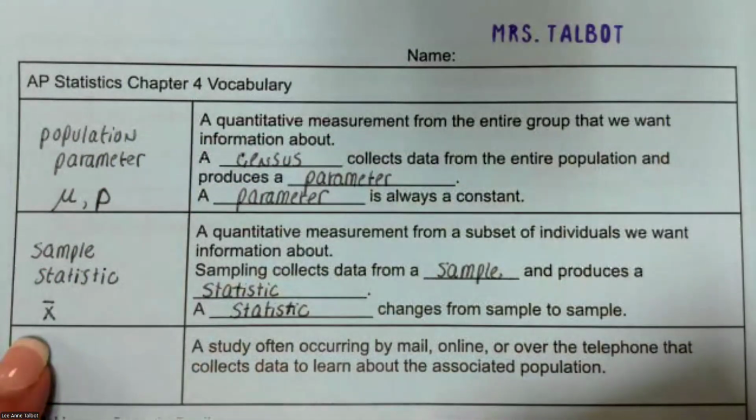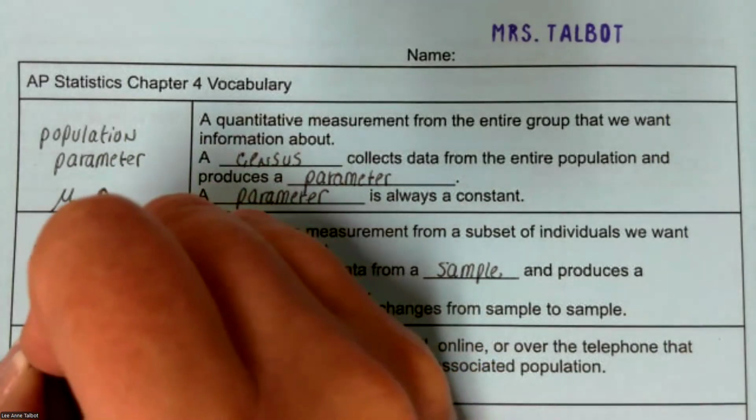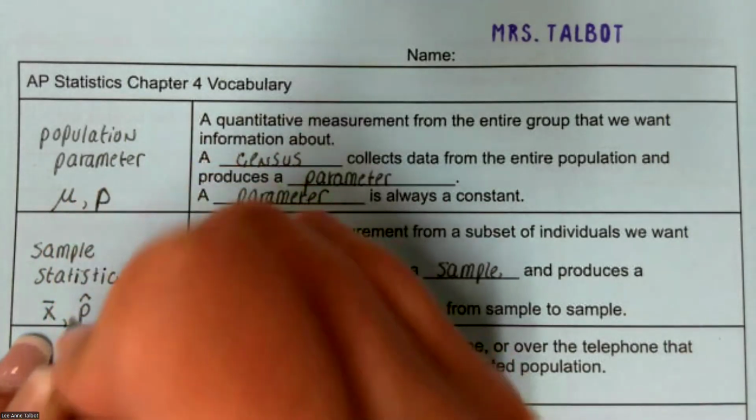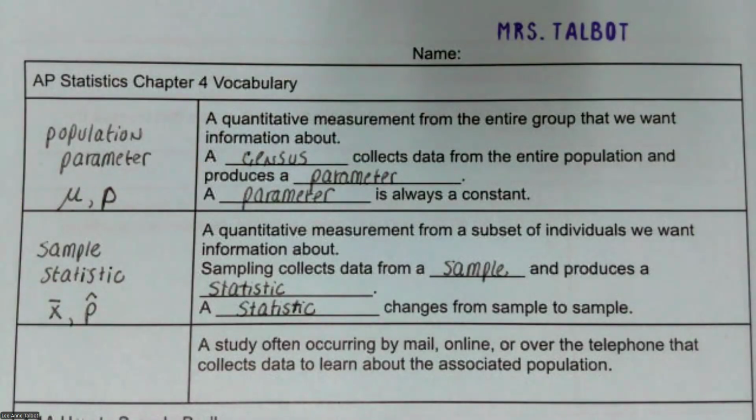Okay, there's 2 very common sample statistics that we use. X bar and p hat. X bar meaning the sample mean, and p hat being sample proportion. We haven't really worked with p hat yet, but you know that hat means estimated, so.